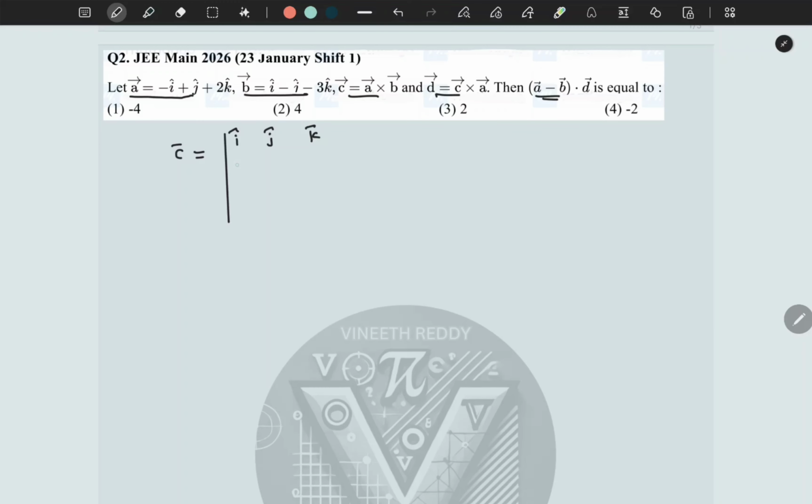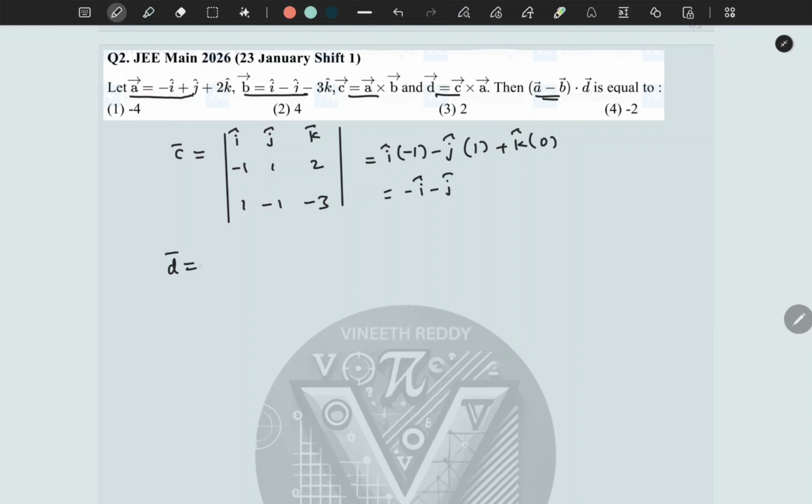Determinant of i j k, in the second row we write the coefficients of A, minus 1, 1, 2, and in the third row we write the coefficients of B, that is 1, minus 1, minus 3. So if I expand the determinant along the first row, we get i cap into 1 into minus 3 is minus 3, minus 3 plus 2, I think, is minus 1, minus j cap into minus 1 into minus 3 is 3, 3 minus 2 is 1, plus k cap into minus 1 into minus 1 is 1, 1 minus 1 is 0. So ultimately we get here minus i minus j, right?